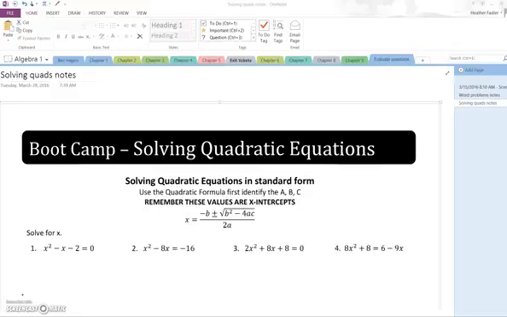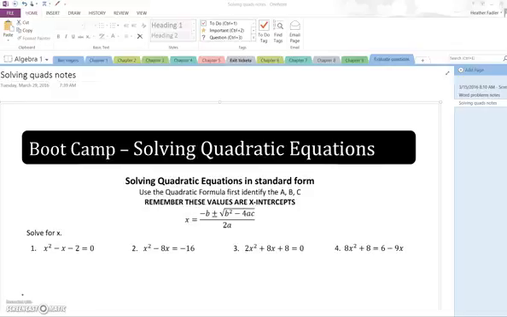So remember, standard form is ax squared plus bx plus c. So to use the quadratic formula, first identify the a, the b, and the c values. Remember, these values are x-intercepts when you get done solving the quadratic equation.